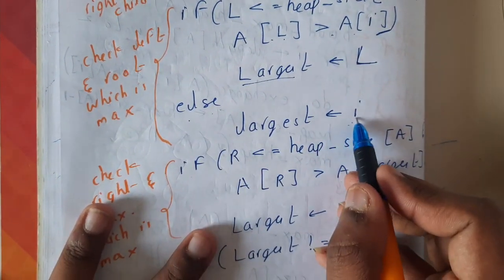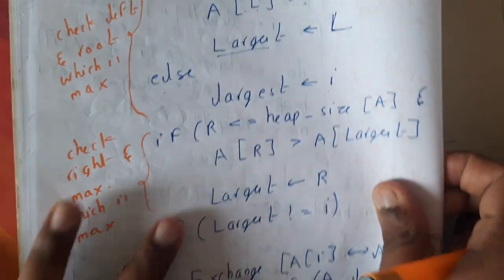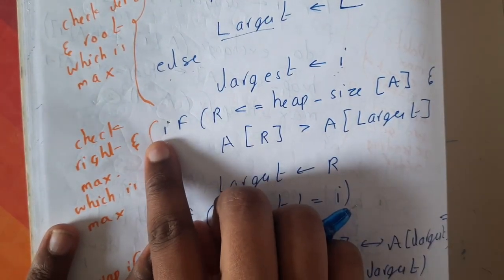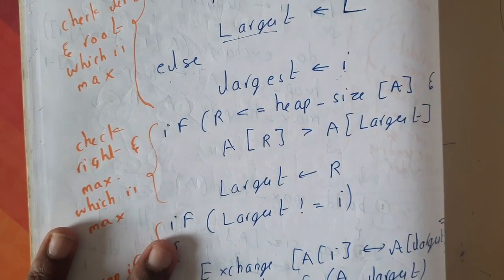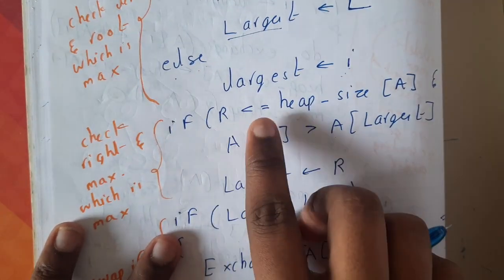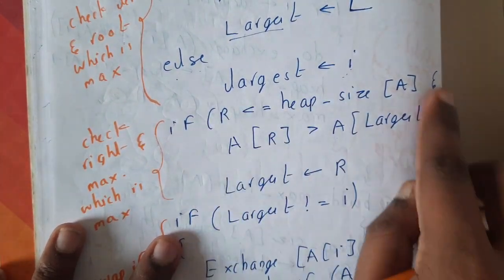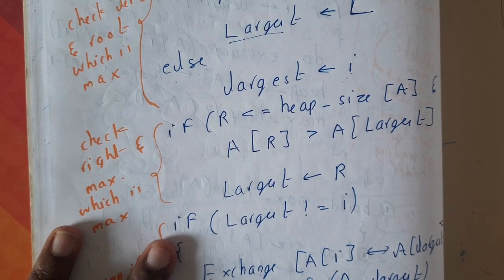If not, I'll be continuing with the largest index as is. There is no change. Okay. So after that, this is done. So the next step, you'll be comparing with the rightmost child also, right? Okay. So if R is less than or equal to heap size of A, basically we are again checking whether that element exists or not.